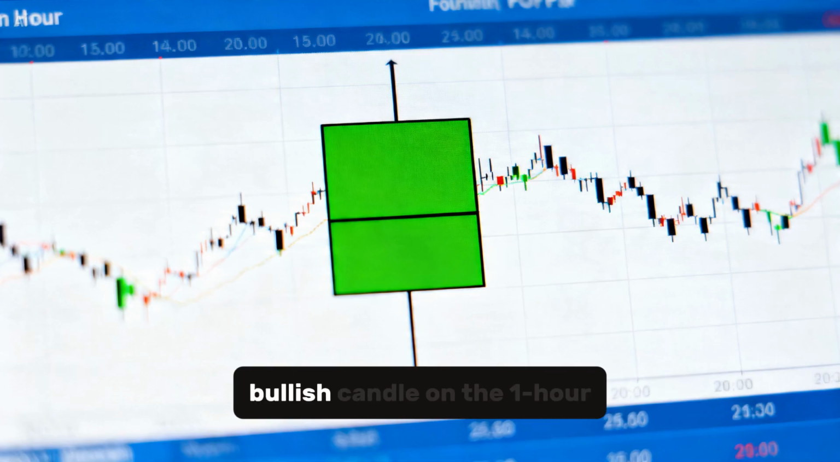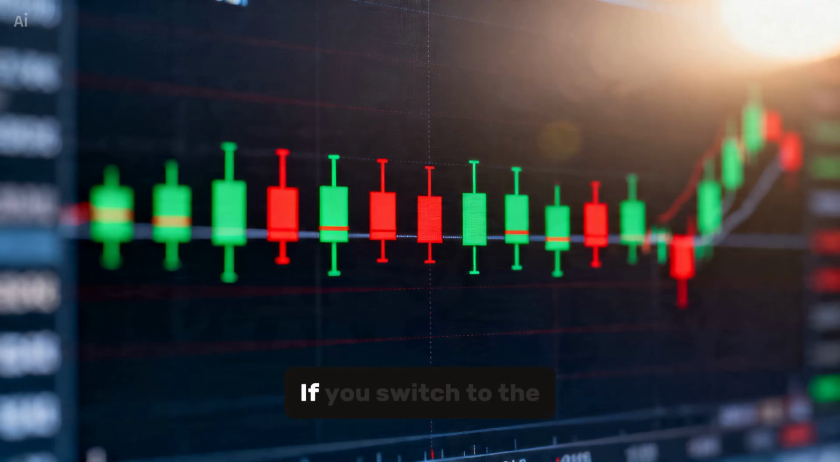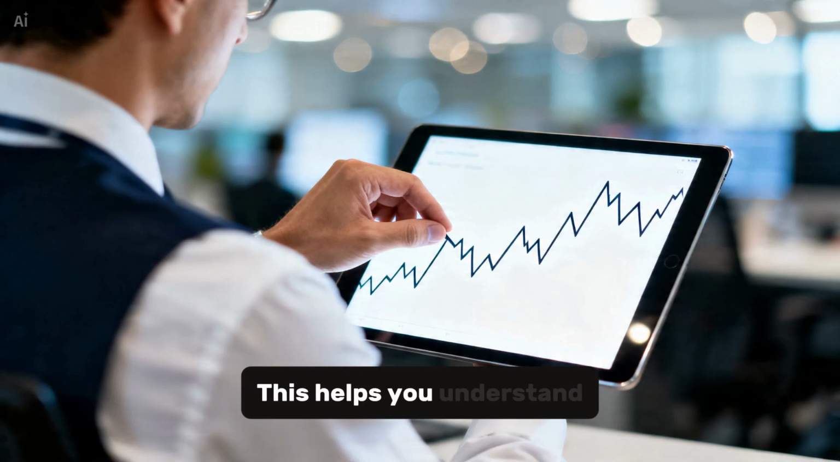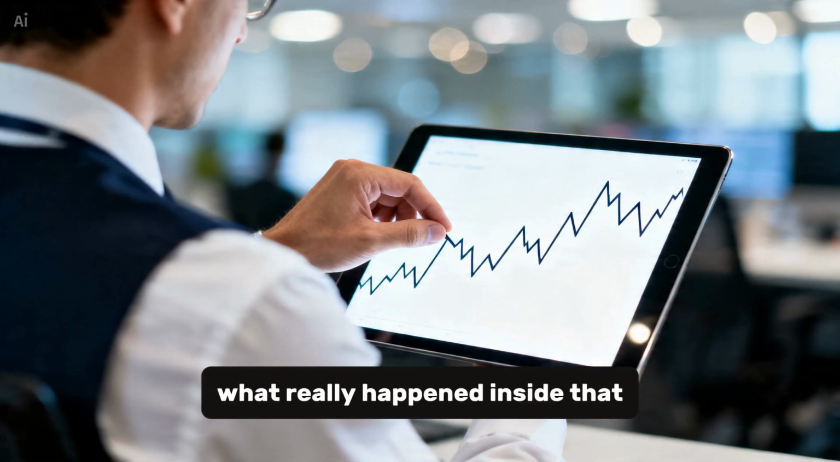Let's say you see a bullish candle on the 1 hour chart. If you switch to the 5-minute chart, you'll see that same candle broken down into many smaller candles. This helps you understand what really happened inside that move.